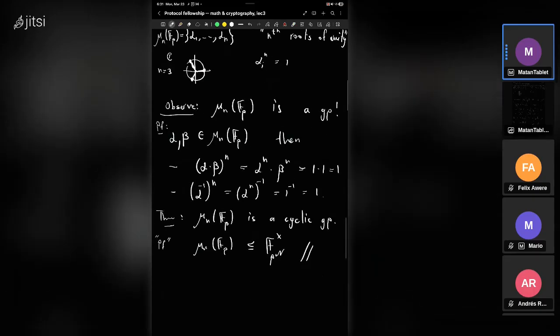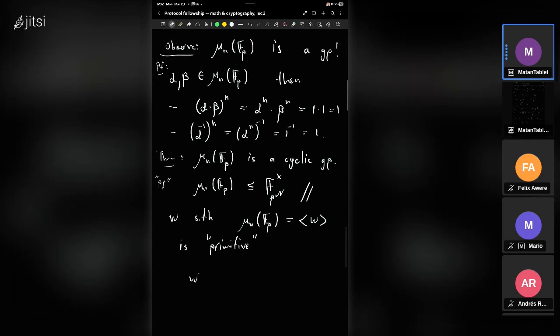So this means there is W such that mu_n of F_p is generated by W, called a primitive nth root of unity. So a primitive nth root of unity is some element such that W to the 0, W, W squared up to W to the n minus 1 is going to be the entire description of the group of n roots of unity.